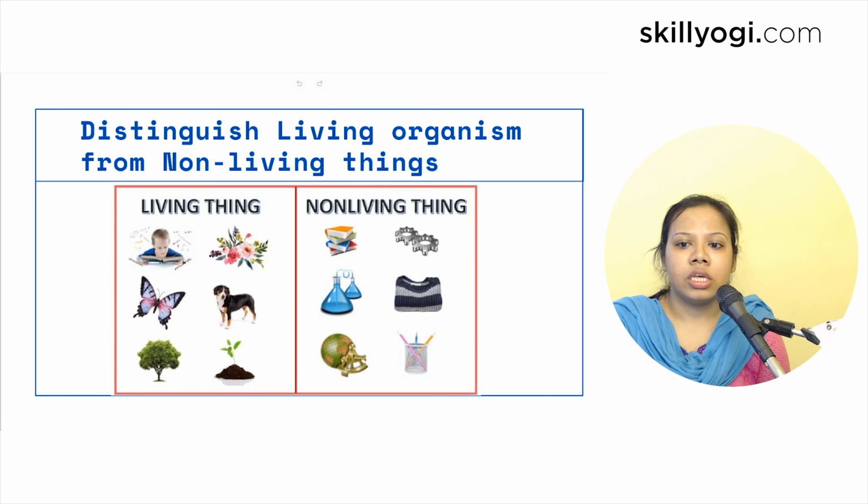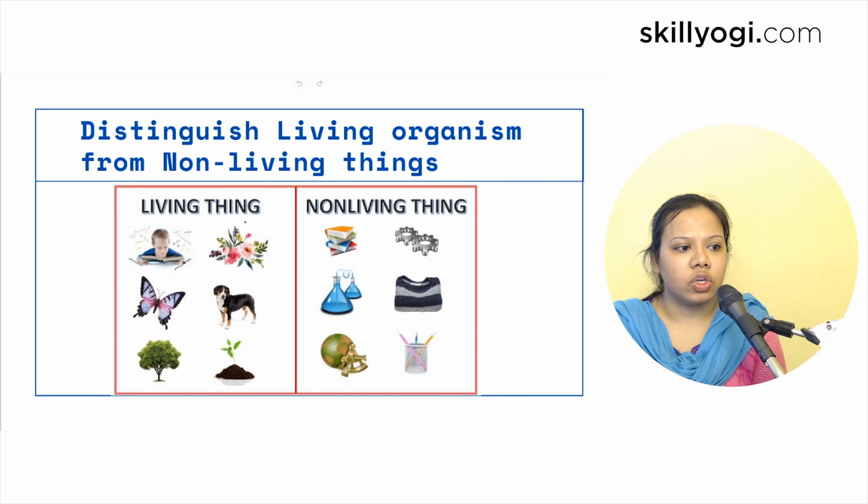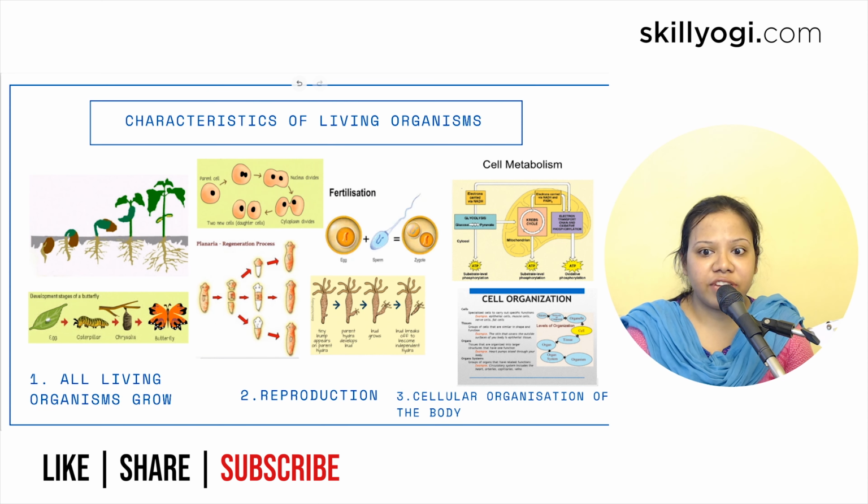First, how do we distinguish the living organism from the non-living things? Here are some pictures of living and non-living things. That's our human being, flowers, butterfly, dogs. These are living things. And books, flask, globes, pen or pencils, these are non-living things. But how can we distinguish living things from non-living things? The living thing possesses three characteristics.